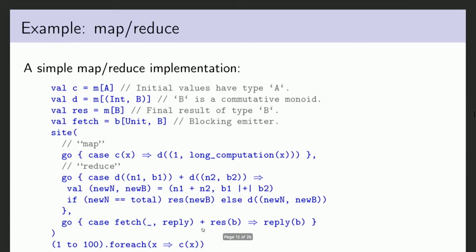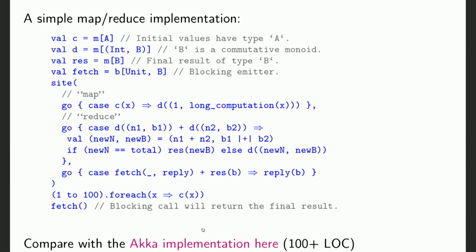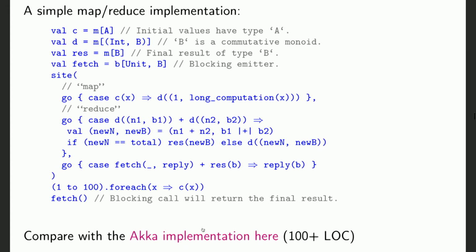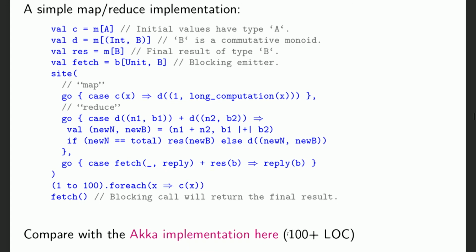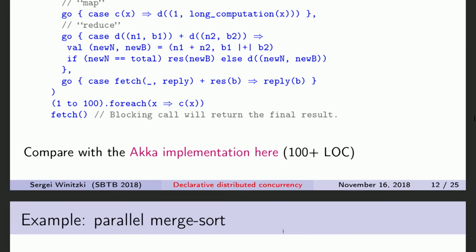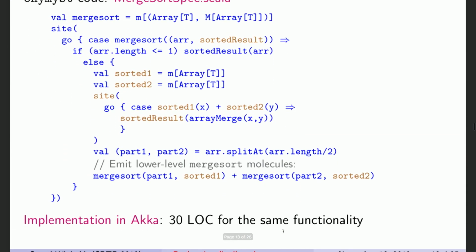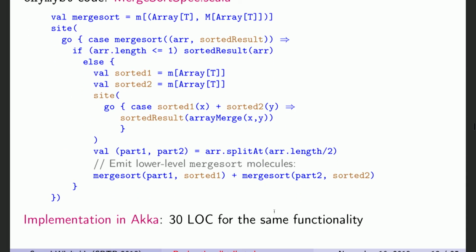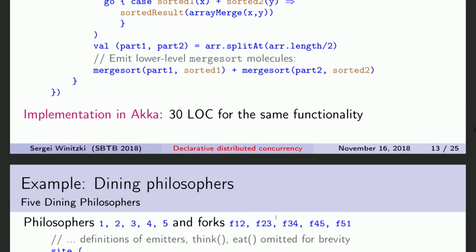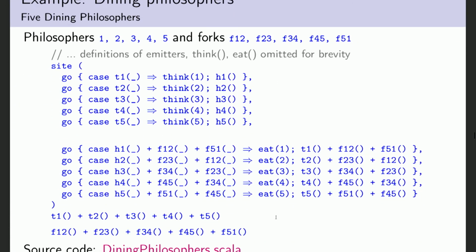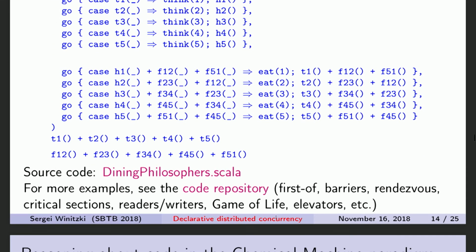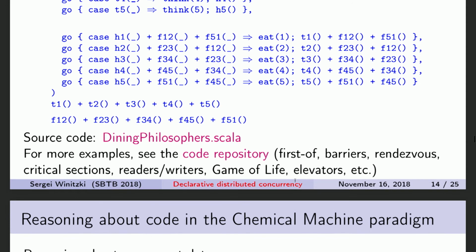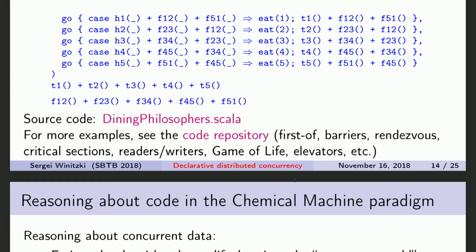All right, let me just jump through a few examples. This is MapReduce. Akka is a lot longer. This is parallel merge sort. Akka is longer. This is dining philosophers. And I have a lot more examples. And Akka is longer.